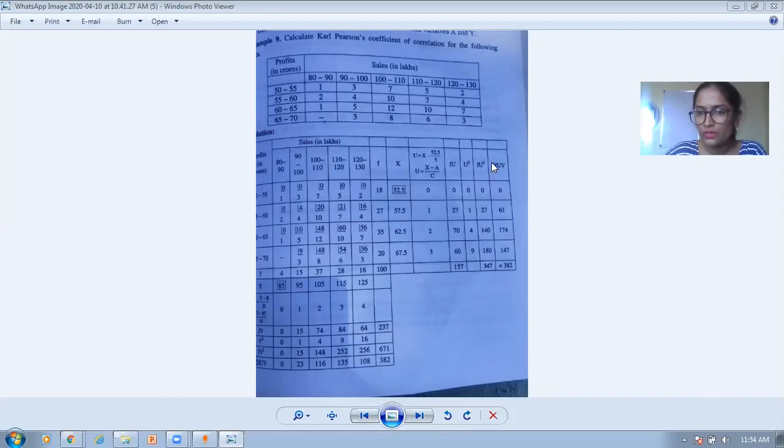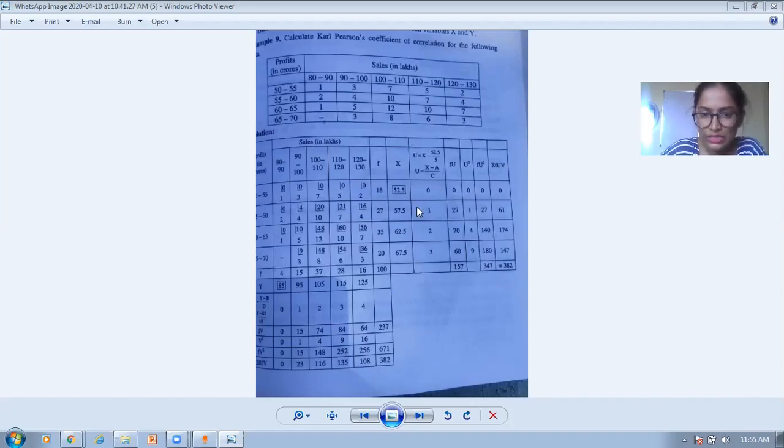So once I have all these values, it's time to calculate sigma FUV. You may observe here sigma FUV has the value 382. Here also it is 382. Sigma FUV in both the cases, X and Y, will be 382. So we calculate sigma FUV based on these values that are written in the corner. So how do we get those values? We multiply U with V.